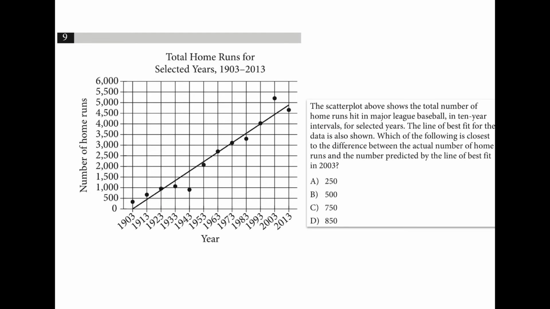We have actual data and a line of best fit. They want to know the closest to the difference between actual and prediction in 2003. So if we follow up with 2003, here is the predicted, here is the actual. Our scale is counting by 500. We can see that we go a full unit and then maybe another half. So 1.5 times 500, and that's where we get our answer, 750.